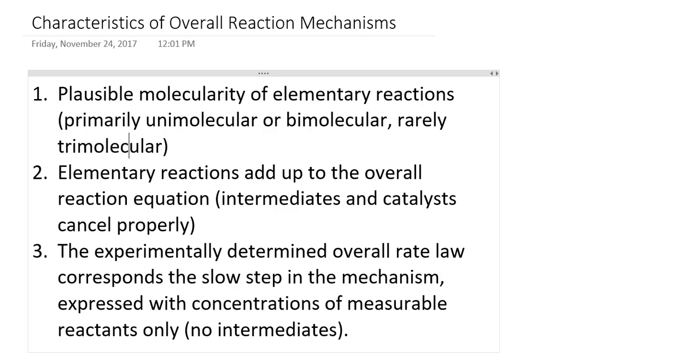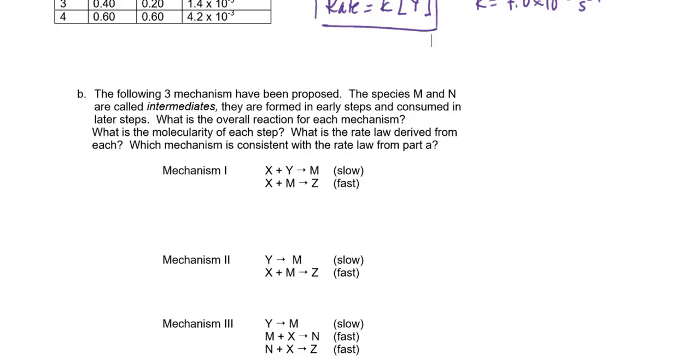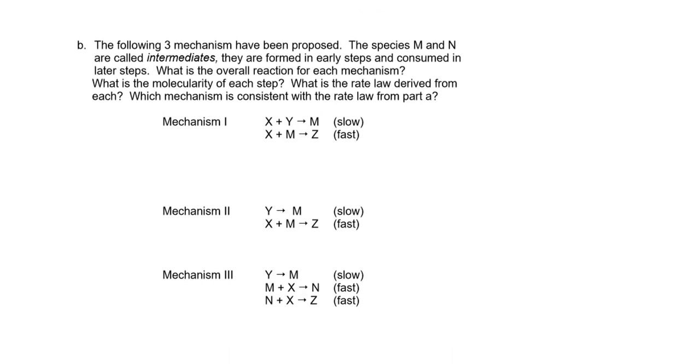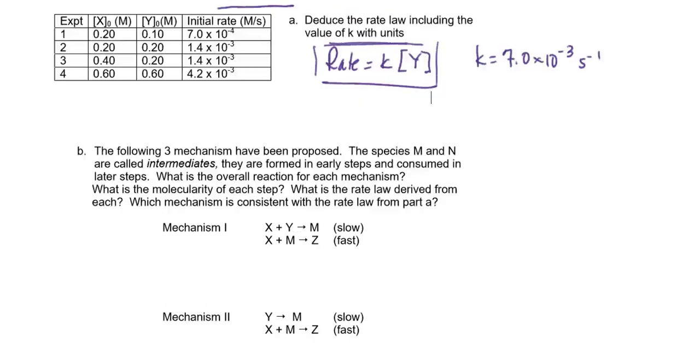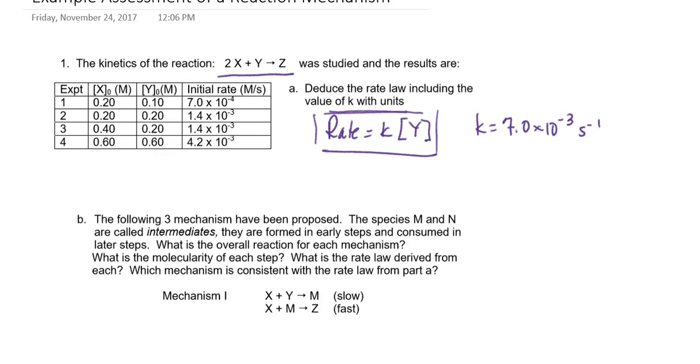The elementary reactions should also add up to the overall reaction equation. And in general, the overall rate law that you get from the reaction mechanism should match the rate law that is determined experimentally for the chemical reaction. So applying these characteristics to the mechanisms shown in this problem, we should be able to figure out which of these reaction mechanisms, 1, 2, or 3, best fits the data that's provided above.